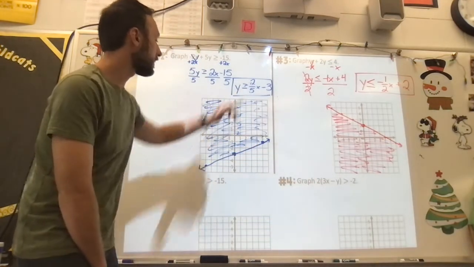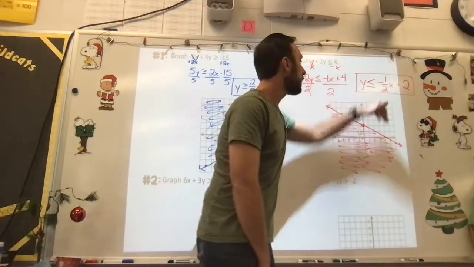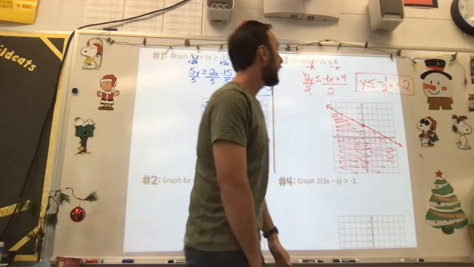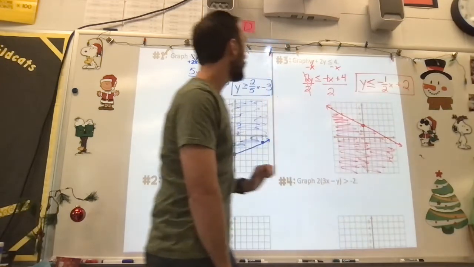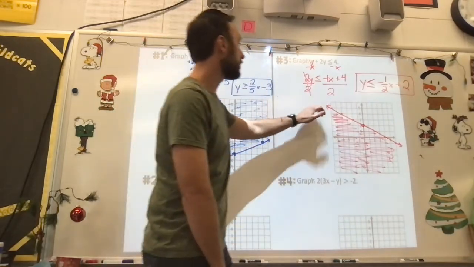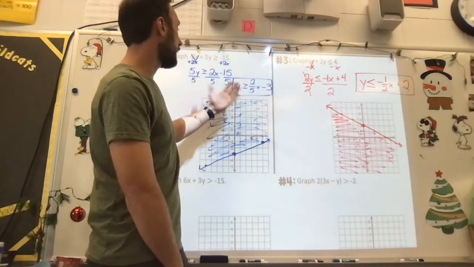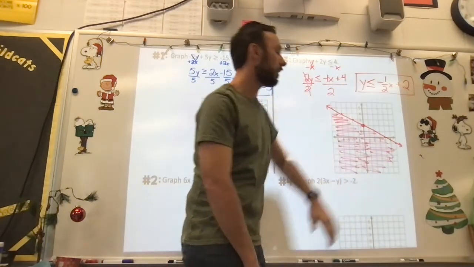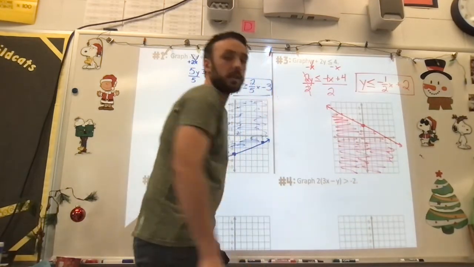Double check: positive slope going upwards, negative slope going downwards, and I have an equal to sign on both my inequalities, so both my lines should be solid, and this is greater, so it's shaded above, that's less than, so it's shaded below. Okay, so there are those two examples.